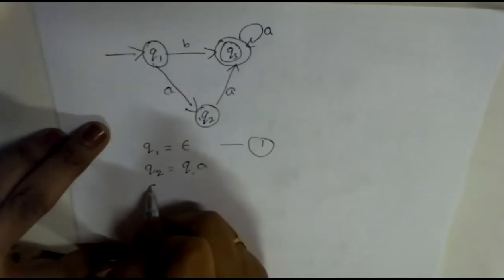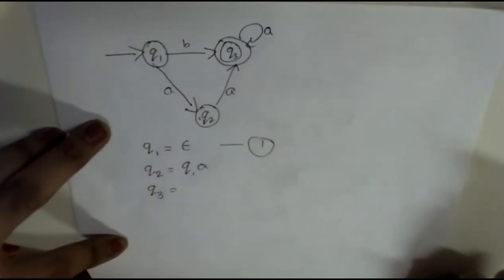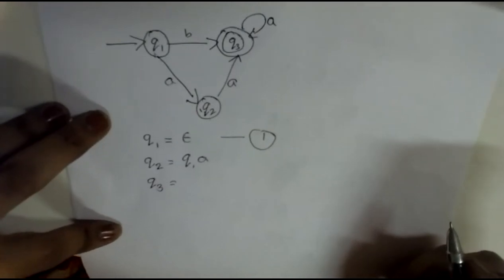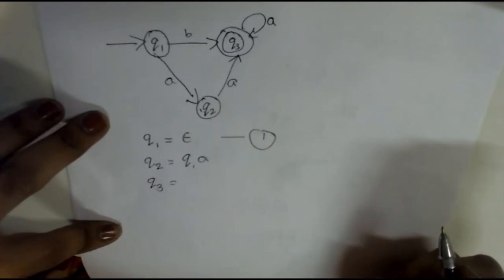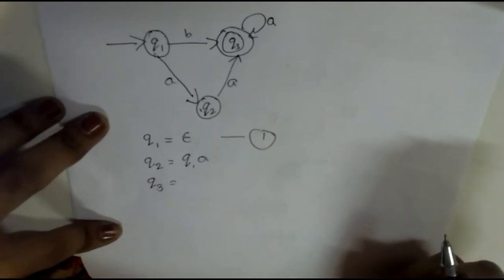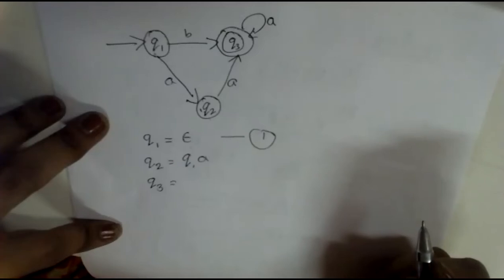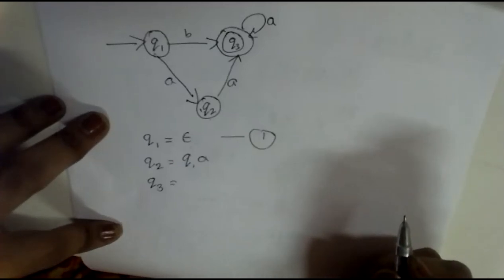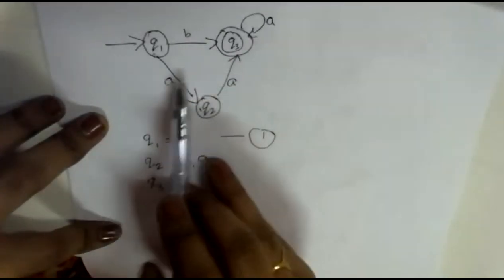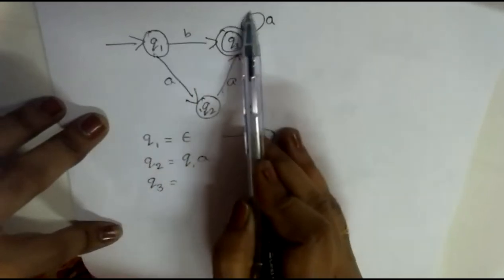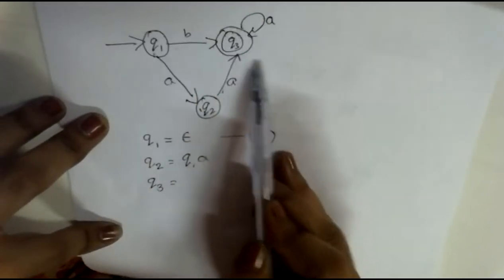So what about Q3? Suyog, just think over it again. Maybe you have left one out. There are three incoming arrows on Q3. Observe carefully. Yes, Rishikesh. Q1B, Q2A and Q3A. So there are three incoming arrows: 1, 2 and the self loop incoming. So you have to consider this.